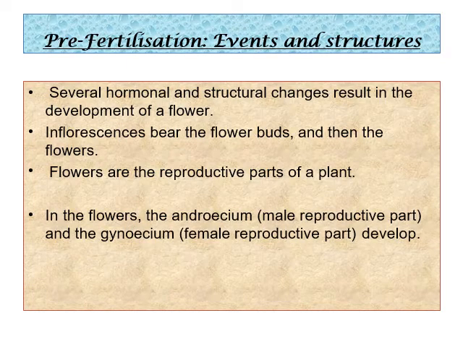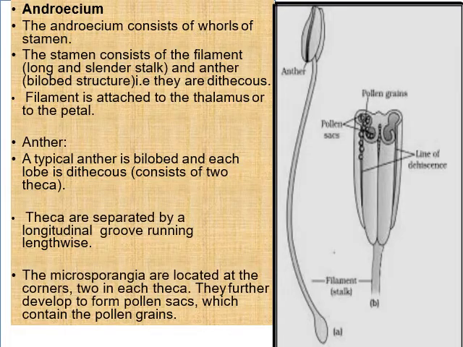There are several hormones which are responsible for the pre-fertilization and structural changes that result in the development of the flower. The inflorescence first of all bears the flower buds and then the flowers. Flowers are referred to as the reproductive part of the plant because they carry the male and female reproductive parts, which are responsible for fertilization to take place.